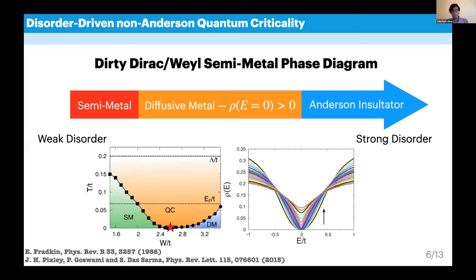Okay, and these claims were later proved right by numerical simulations in this second paper that I have here. So they did lattice simulations for a Dirac semi-metal, and they saw, okay, there is a critical disorder where the density of states stops being pinned down to zero. And you have a phase diagram that even includes temperature in this case, which looks like this. So you have quantum criticality that is of the non-Anderson type.